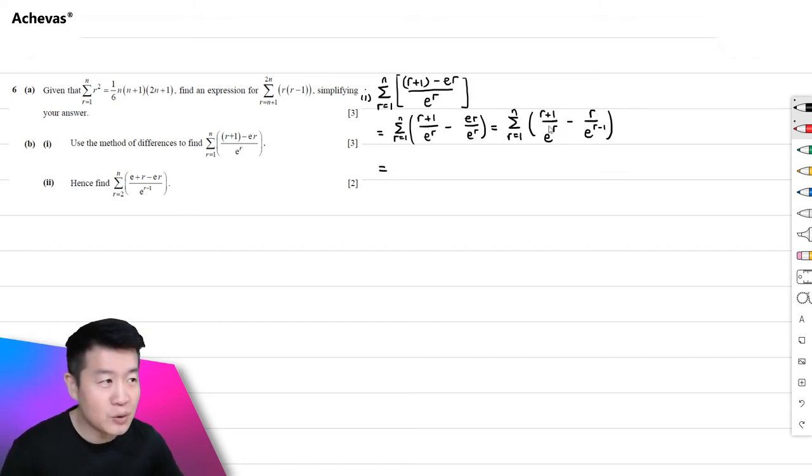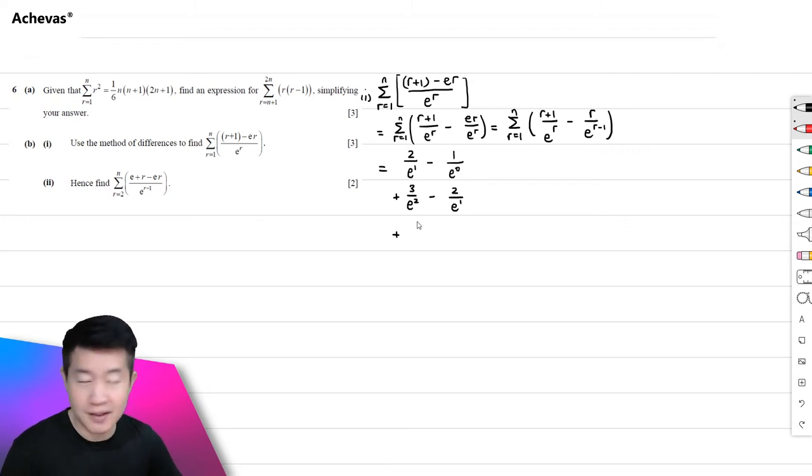Which means that if I were to now do a method of difference or to expand this, when r is equal to 1, we have 1 plus 1, 2 over e to the power of 1. Then minus away 1 over e to the power of 0. e to the power of 0 is 1. Plus when r is equal to 2, 2 plus 1, this is 3, divided by e to the power of 2. Minus away, r is equal to 2, so here will be 2 divided by e to the power of 1, 2 minus 1. So we can see two terms that can be subtracted already. Let's continue first so that we can see a pattern of cancellation.